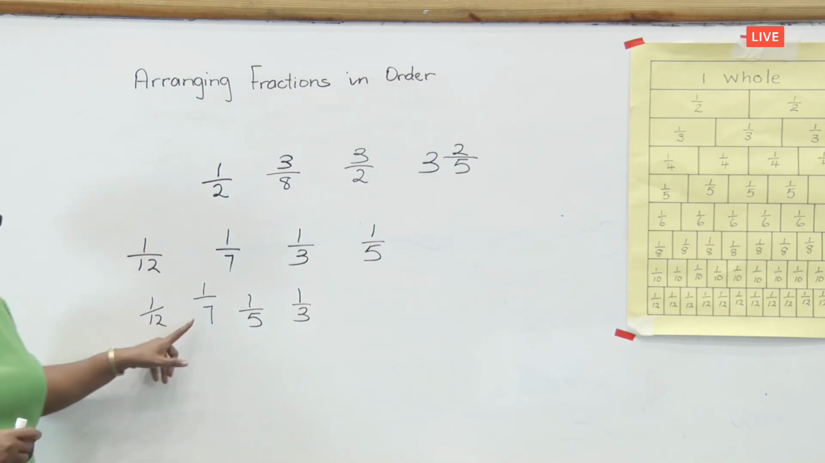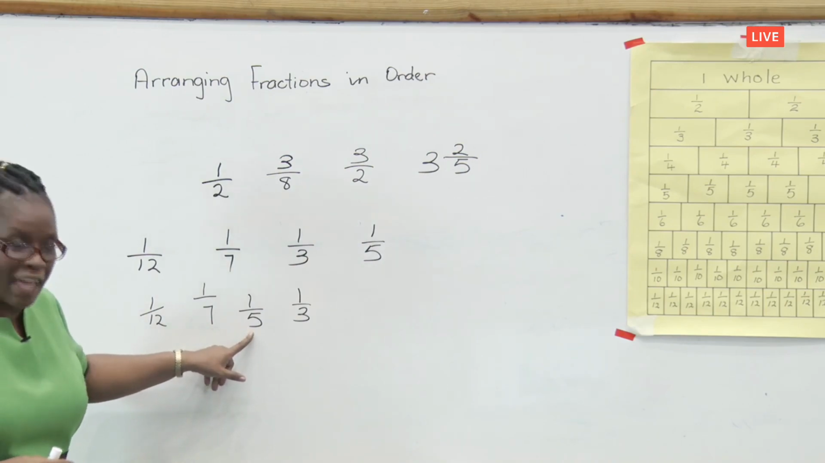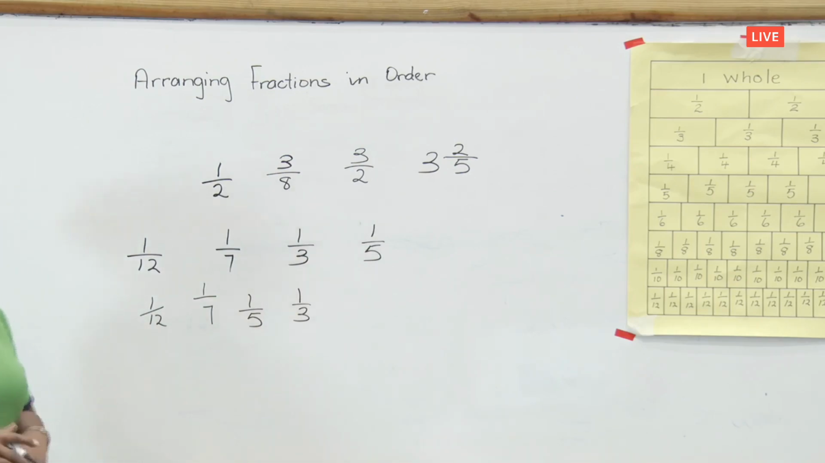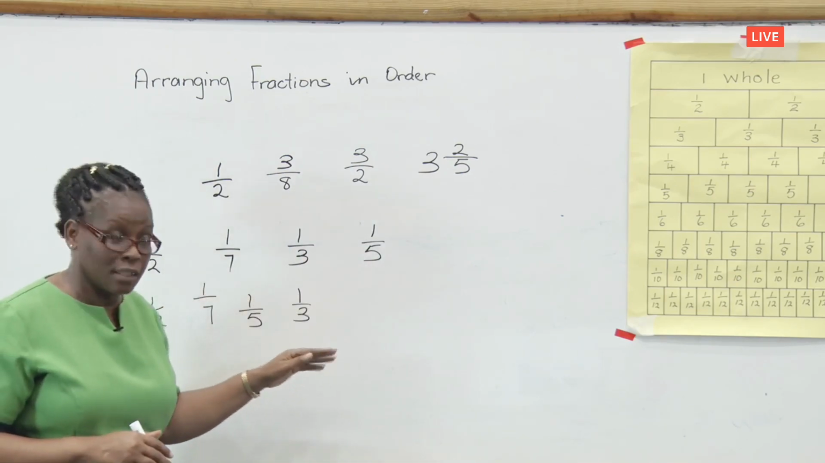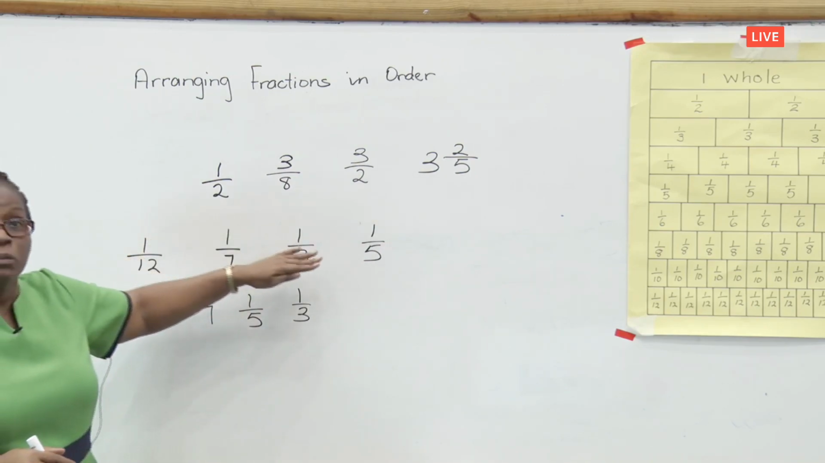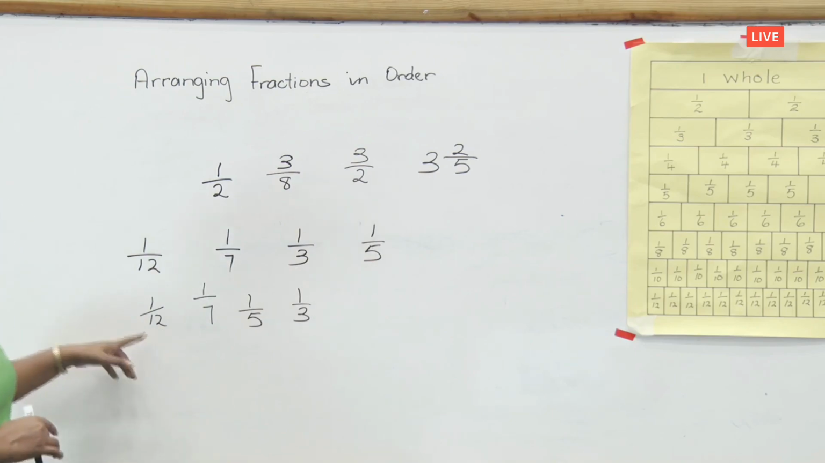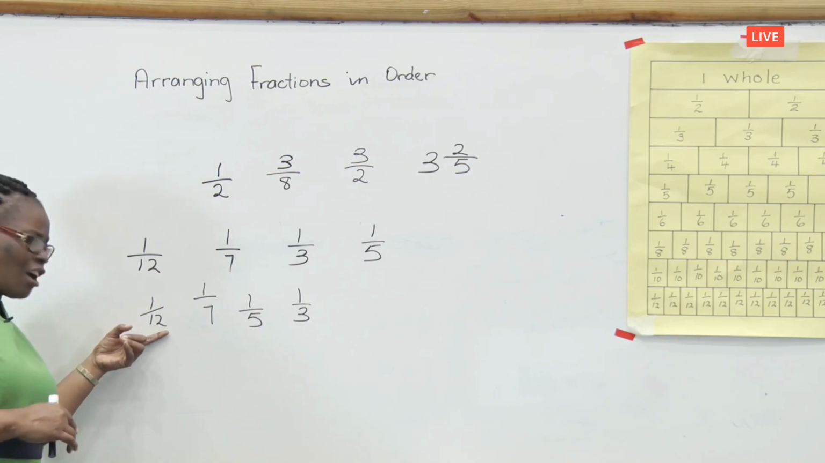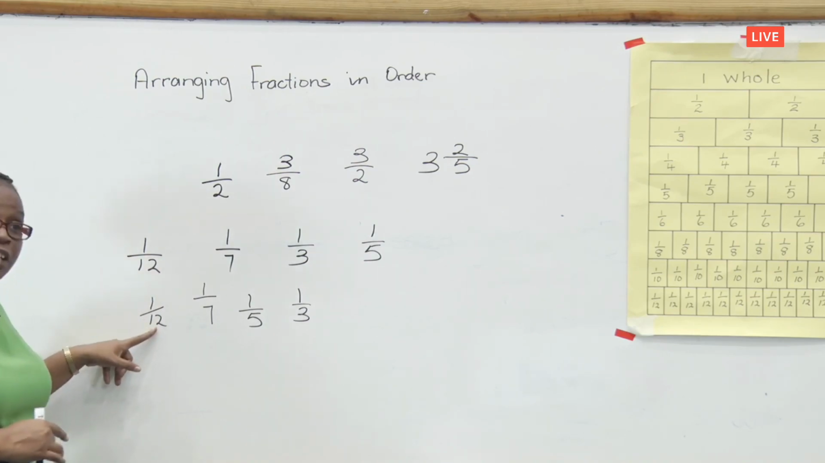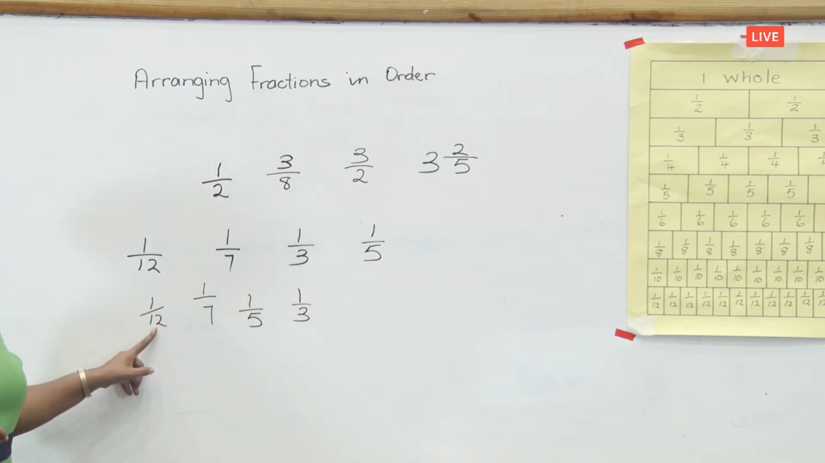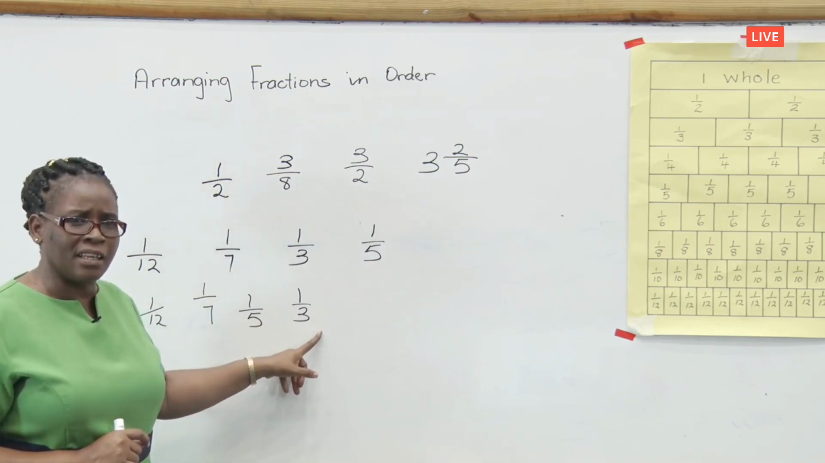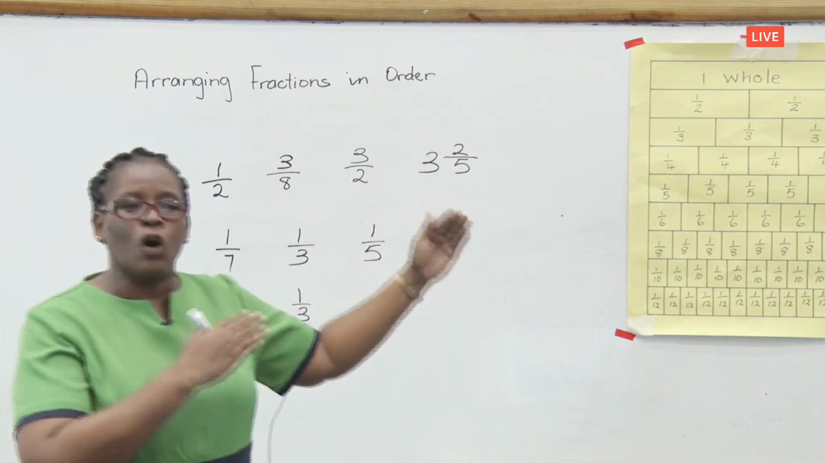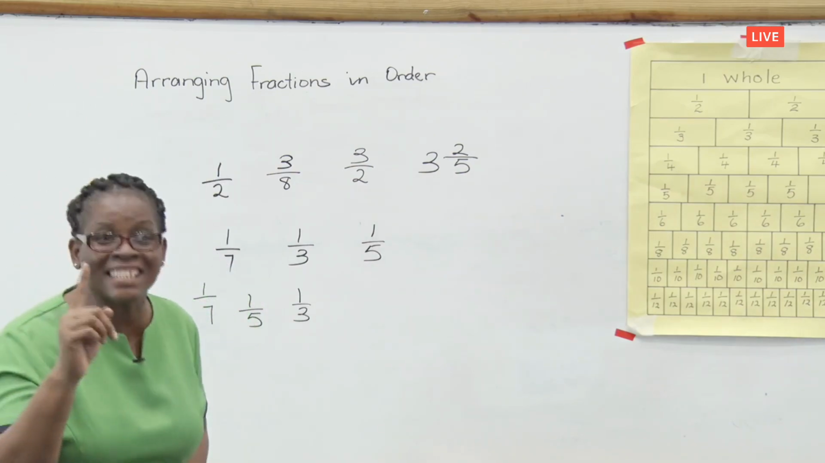So let's look at these denominators. This is 12, 7, 5, 3. What do you notice here? We are going from the smallest to the biggest. Remember, these are unit fractions, so we are going from the biggest to the smallest. And here we start. Is this bigger or smaller? This denominator is bigger. Where is my smaller denominator? Yes, at the end. So tell me what you can tell me about unit fractions when we are arranging them in order.